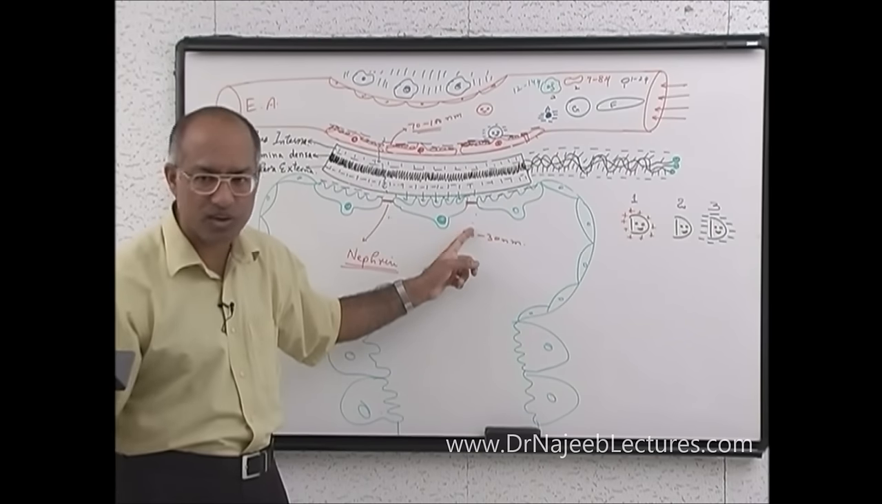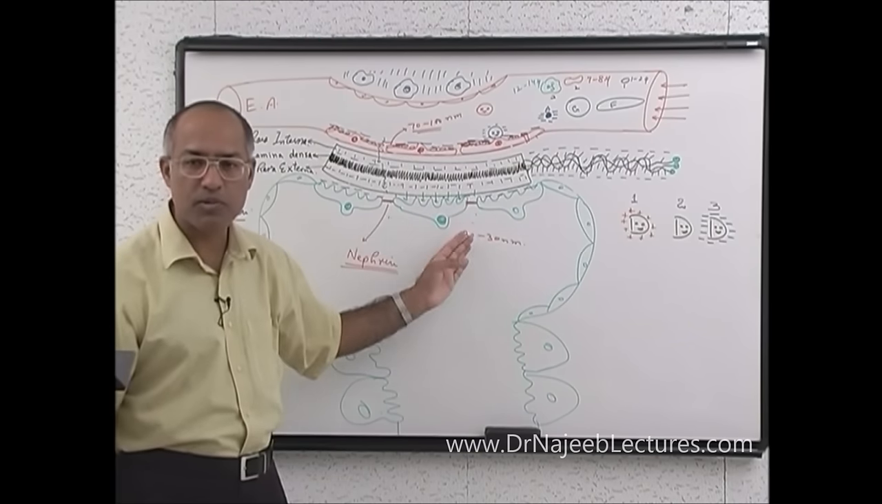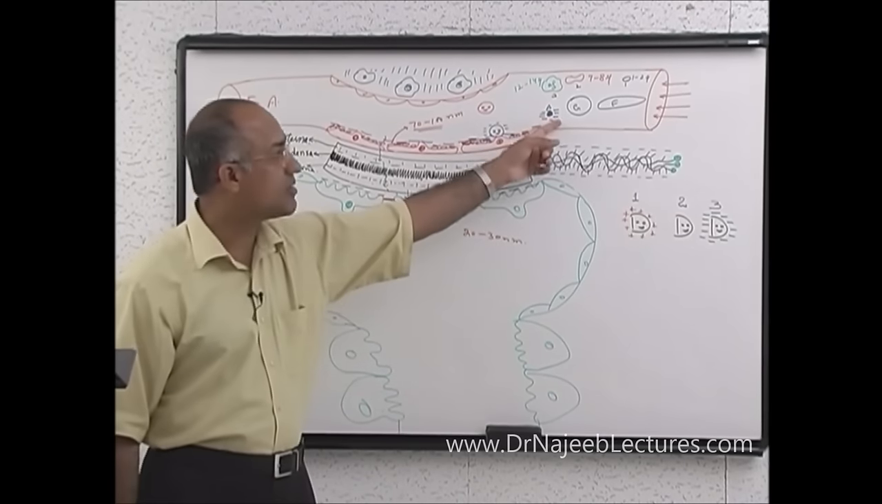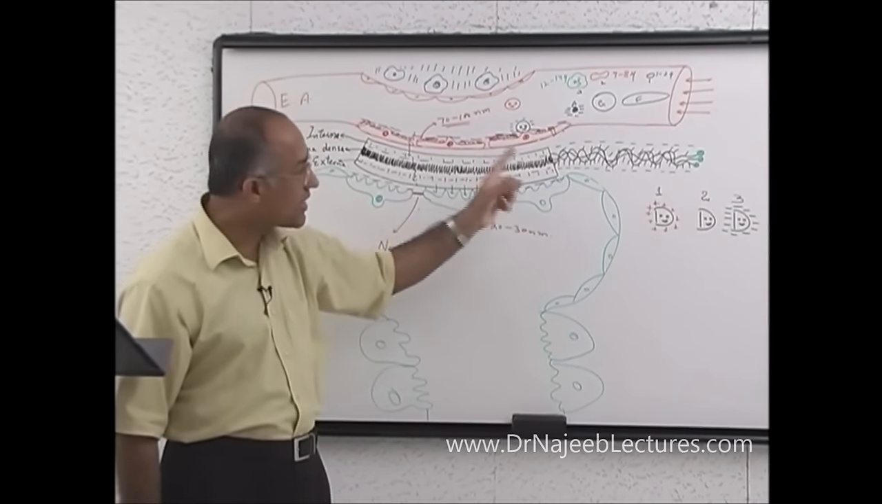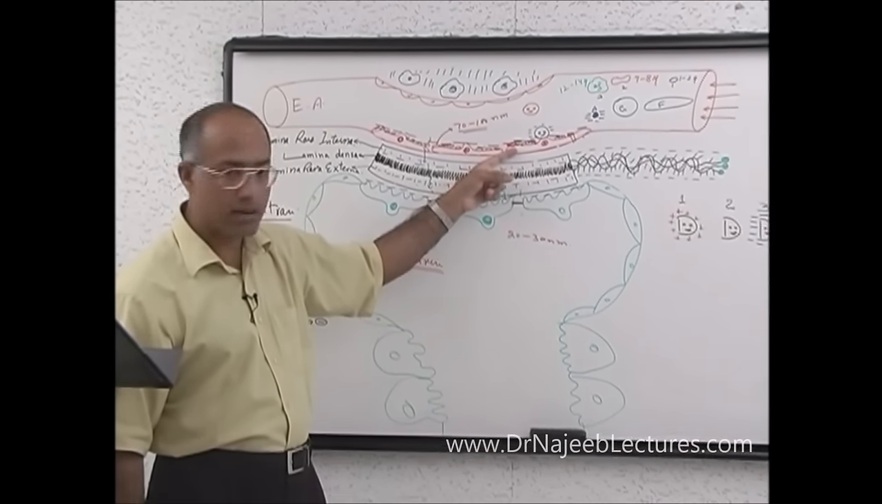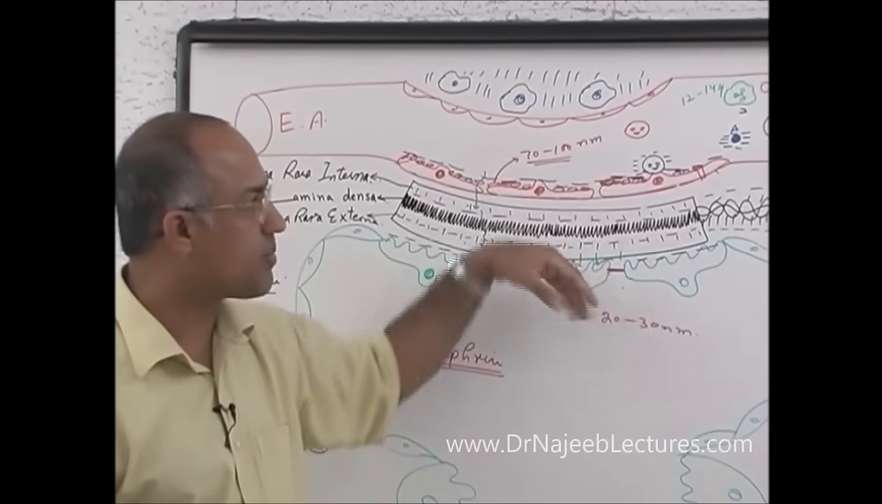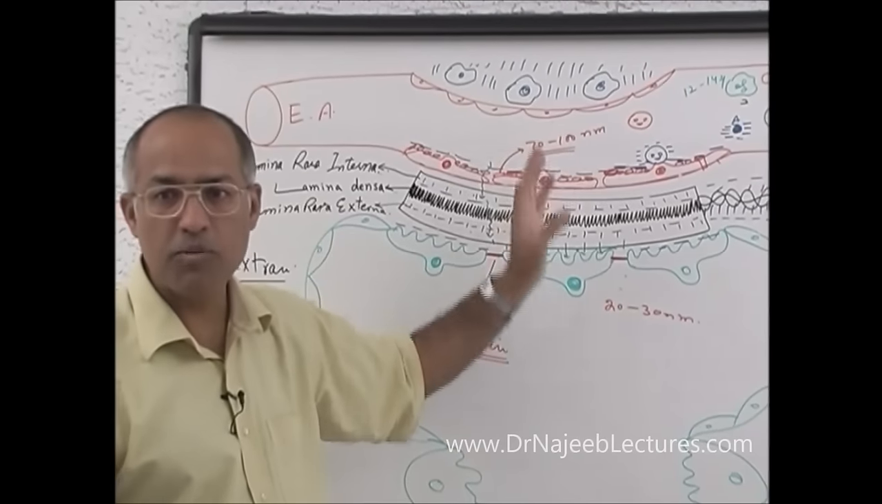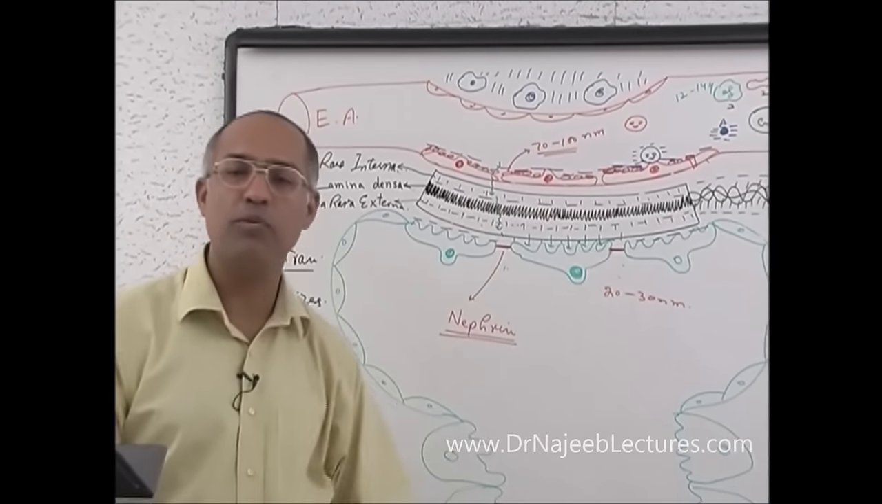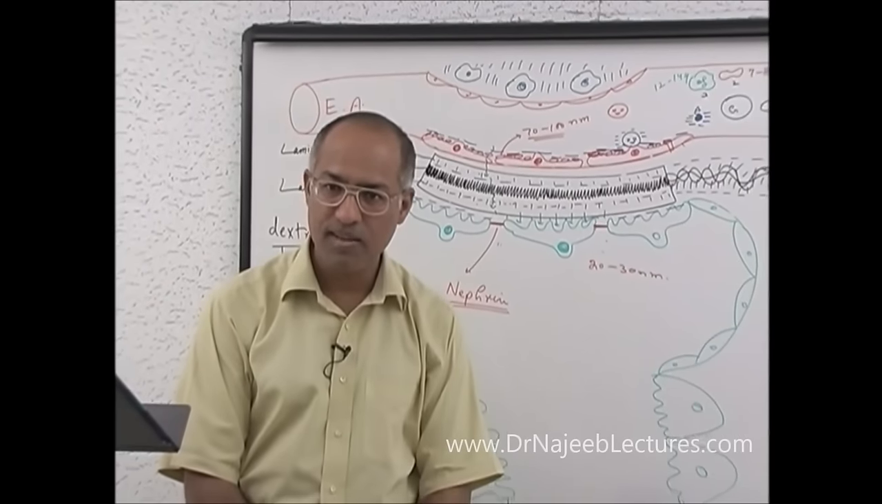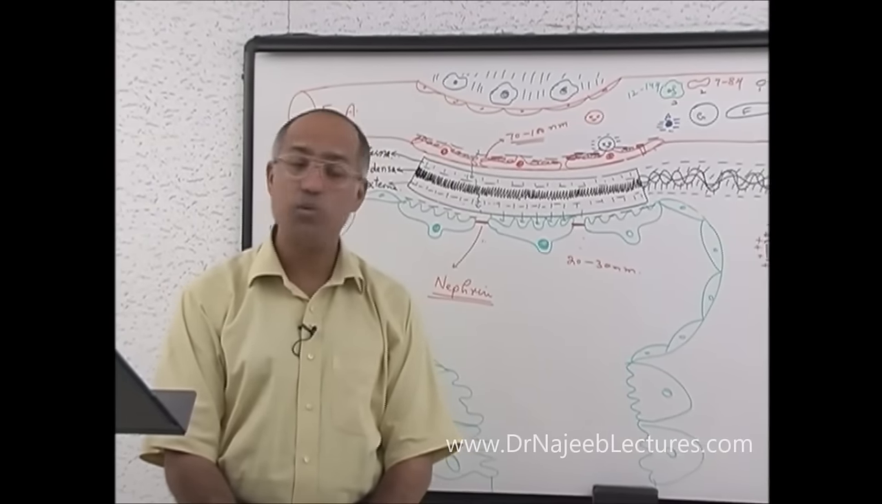Practically we can say it does not filter at all through the healthy glomerular capillary system because it is negatively charged, and the negative charges of endothelial cells, glomerular basement membrane and epithelial cells repel, you can say, albumin molecules and don't allow the albumin to be filtered. Now this information is very important.